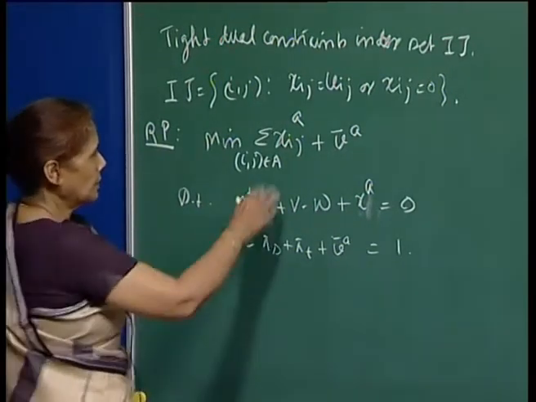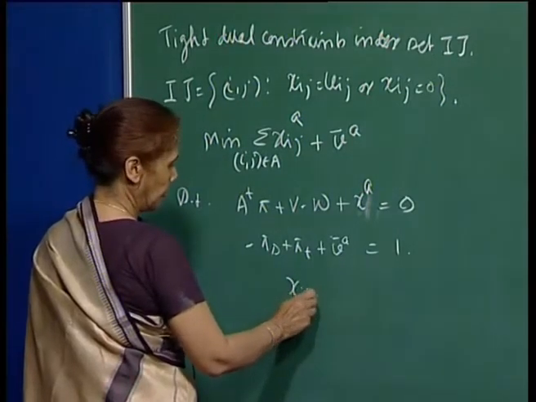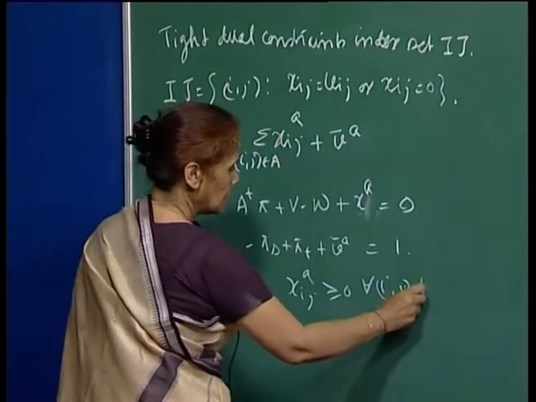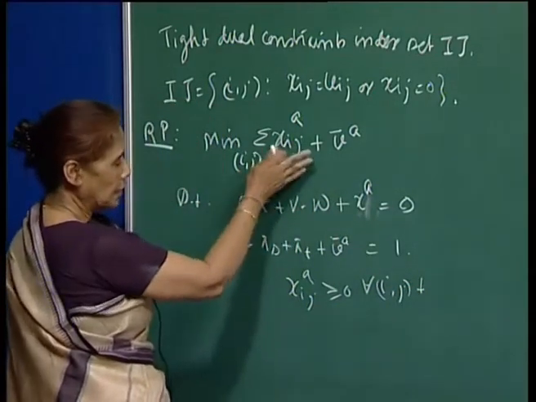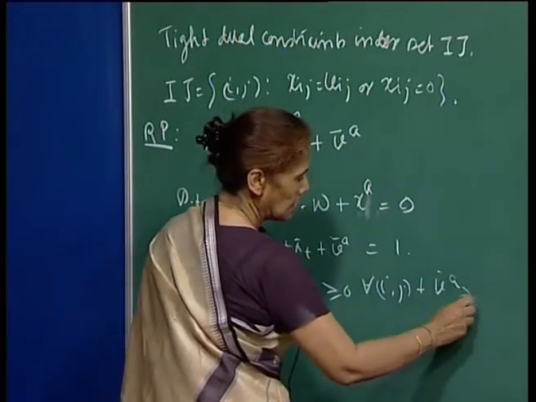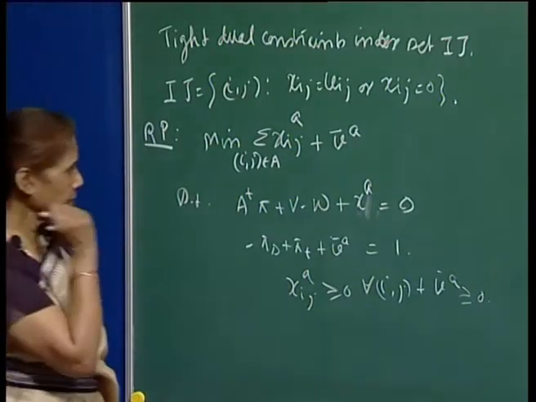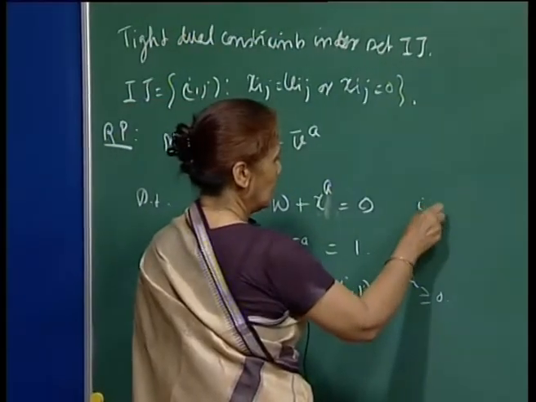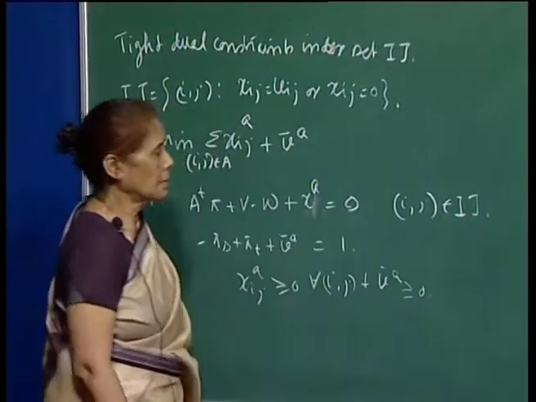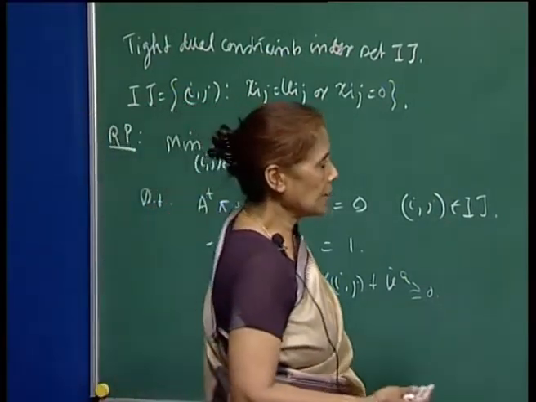Yes, and you have the non-negativity signs: xij A greater than or equal to 0 for all ij. Remember, because we want to minimize this thing, and V bar A is greater than or equal to 0. Fine. And this is for ij belonging to capital Ij. So these are the ij's for which the dual constraints are tight.